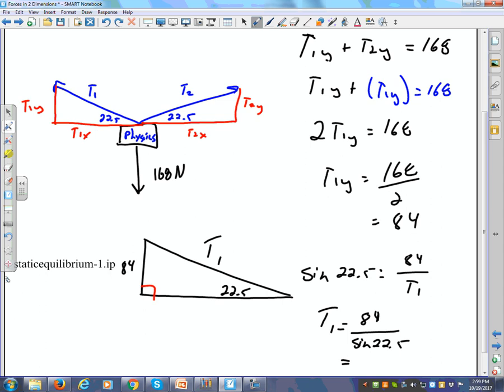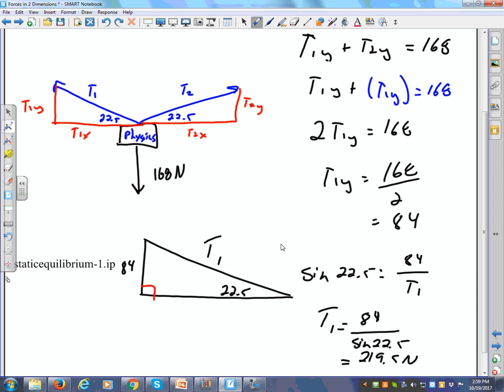Is it going to be bigger than 84? Way bigger. 219.5. Each of those ropes is going to have almost 220 newtons of force, which is what happened when I went really wide, right? It got more and more tension.